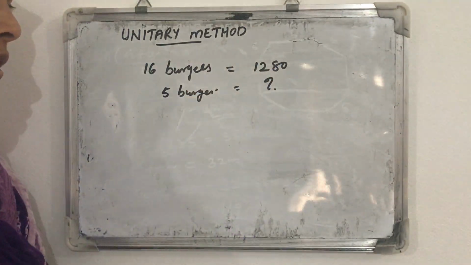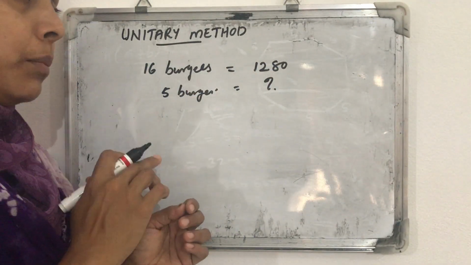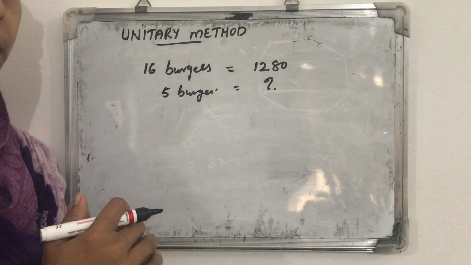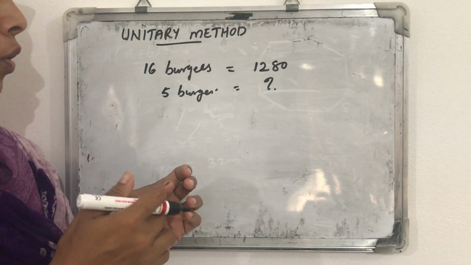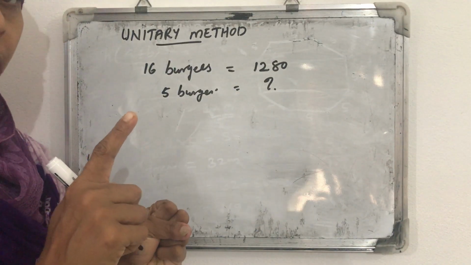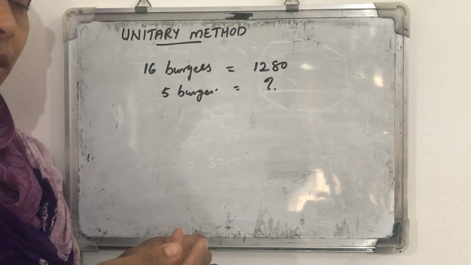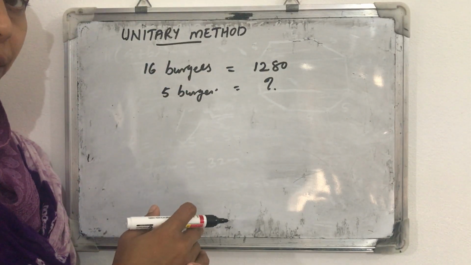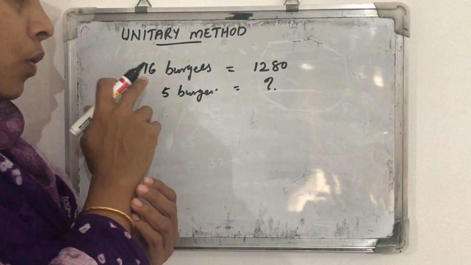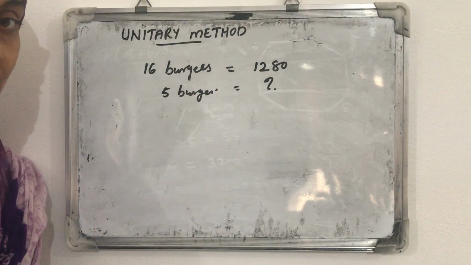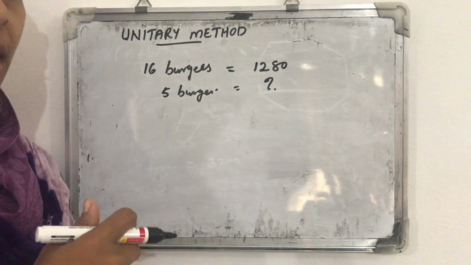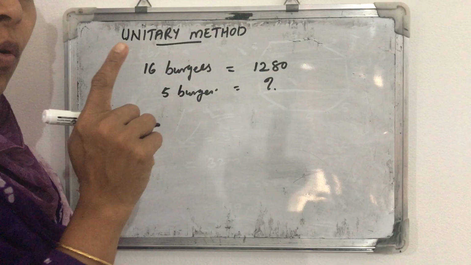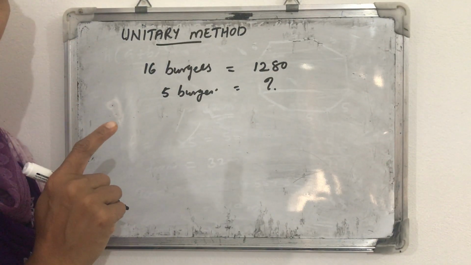How can we find out? If the value of 1 burger is given, then it will be easy to find the value of 5 burgers, that we already know by multiplying with 5. But here only the value of 16 burgers is given. In this case we use the unitary method. From this we find out the value of 1 burger. What will be the cost of 1 burger?